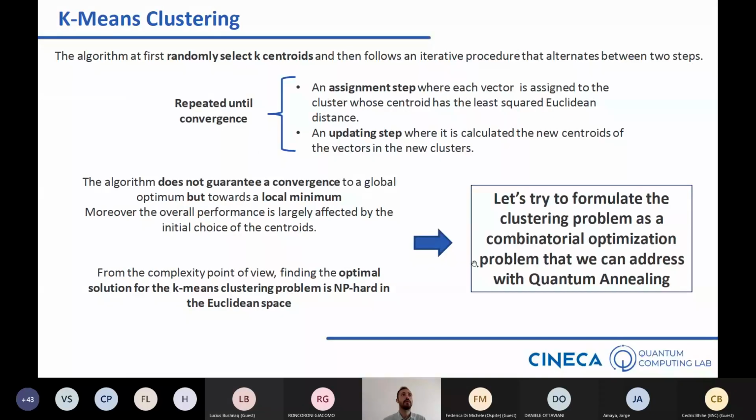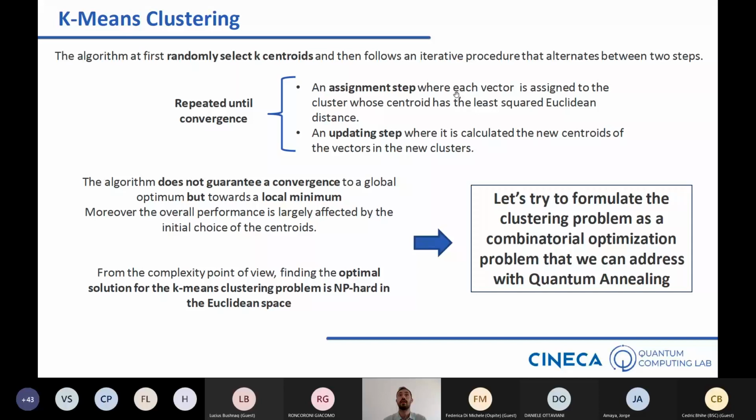So let me repeat again. You first have to randomly select k centroids, and you follow these iteration steps. You also have to select how many centroids you want. It's something that you have to decide from the beginning, so you decide how many clusters you need. You select randomly your centroids, and then repeat these steps.